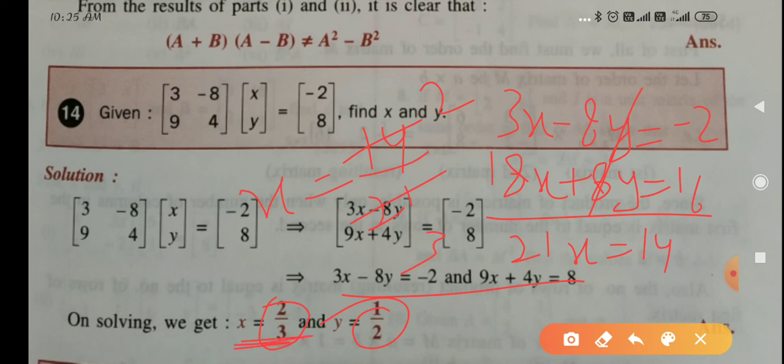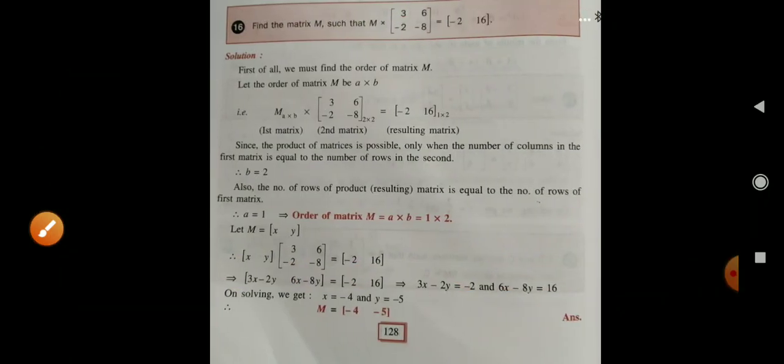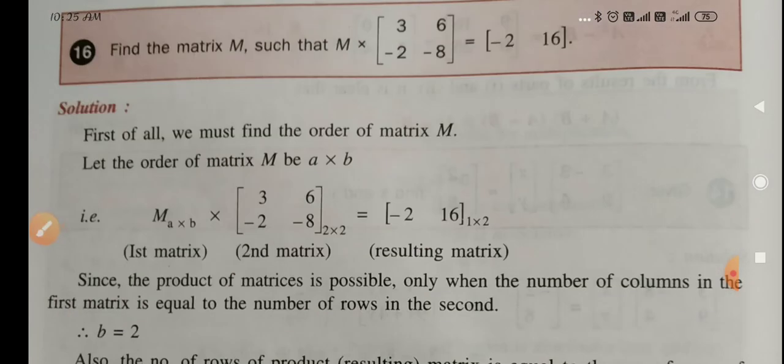This 2 upon 3 in any one equation, in first equation or in second equation you can put, you will get value of y. Now one more example is remaining. You can see this example. Example number 16. Matrix M you have to find, and M multiplied by this is equal to minus 2 16, it is given. So first of all, how can we find matrix M? This is the question. And multiplication of M and one more matrix is given. It is given multiplication minus 2 16.